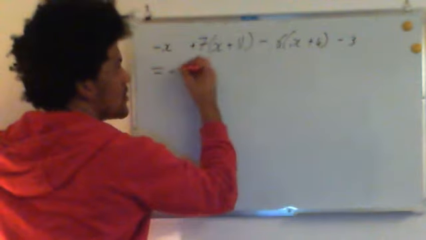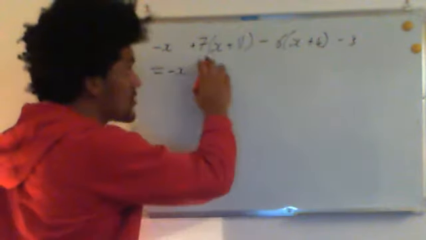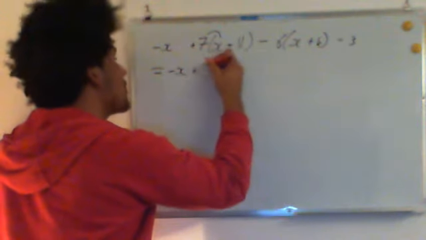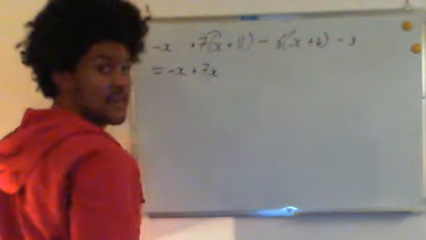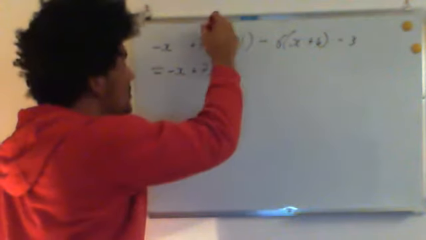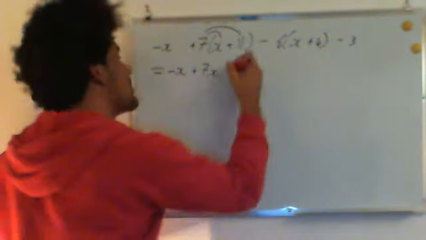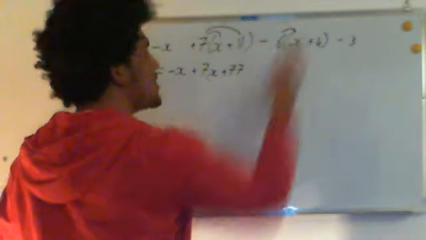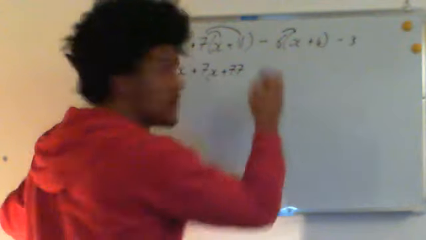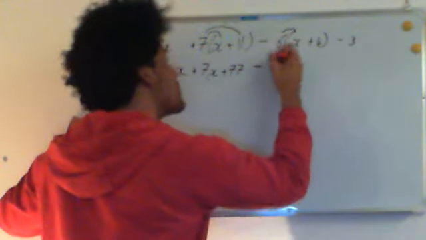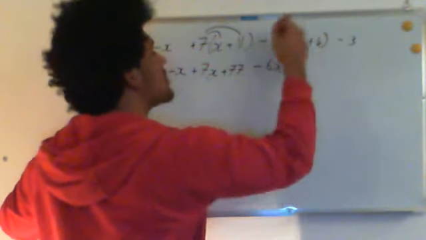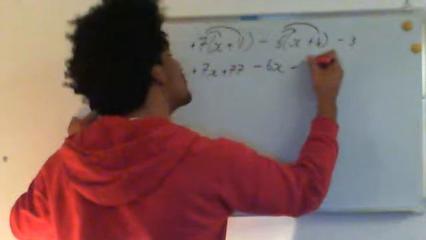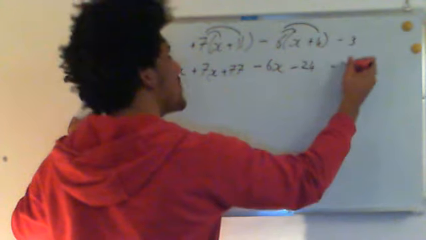So you'll have minus x, and then you multiply out this bracket, so it's going to be 7 times x, which is 7x, and then it's going to be 7 times 11, going to give you 77. And then here, multiply out these brackets, you're going to have minus 6 times x, which is going to give you minus 6x. And then you're going to have minus 6 times 4, minus 24. And then there's minus 3 here.